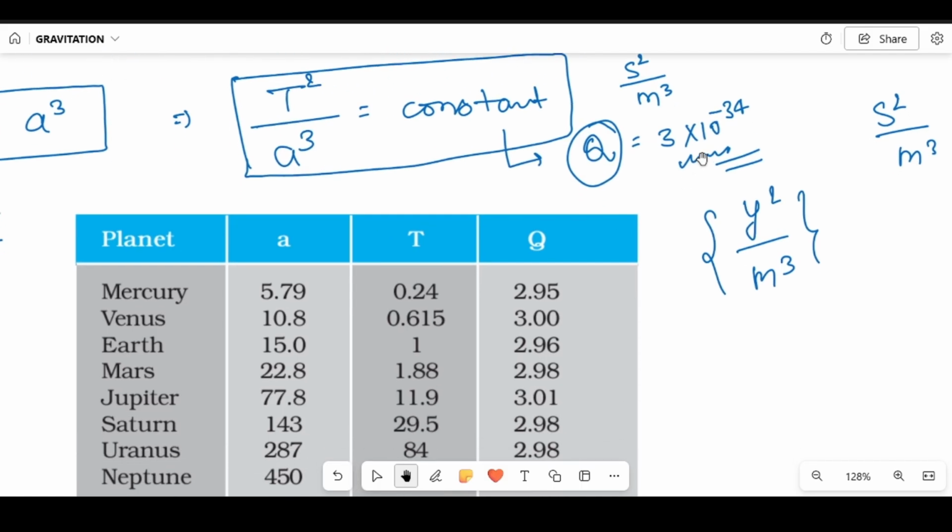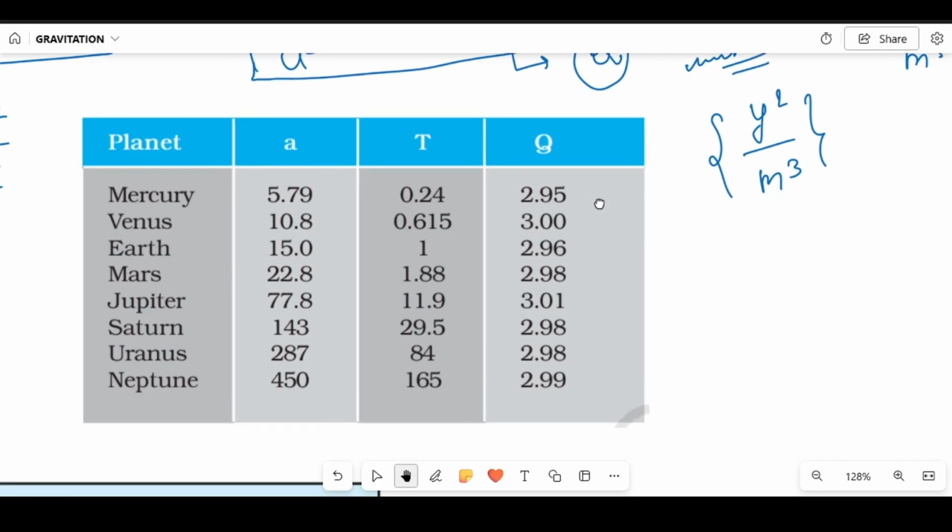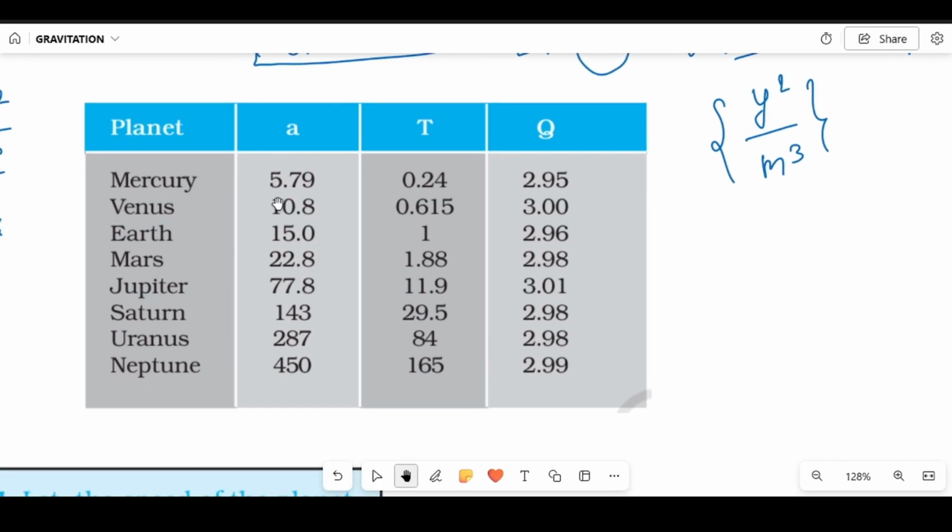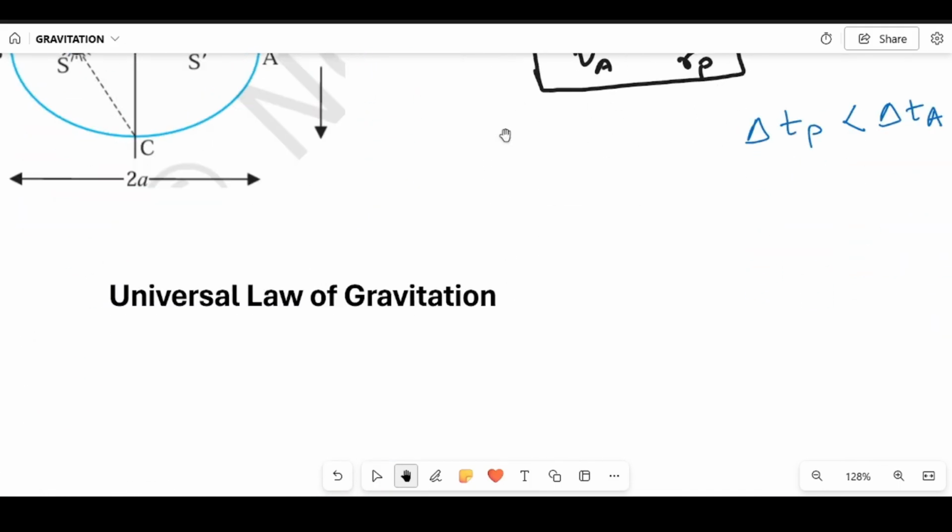Okay, and here in this case, when we are taking its magnitude, 3 into 10 to the power minus 34, in this particular case, for this solar system, it is in year squared per cubic meter. Okay, let's get back to the current discussion.